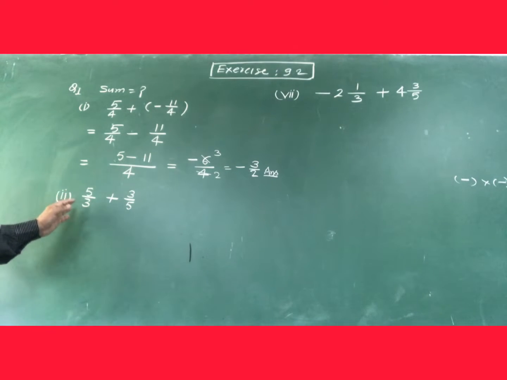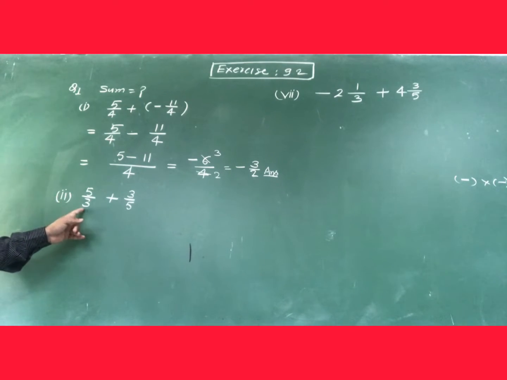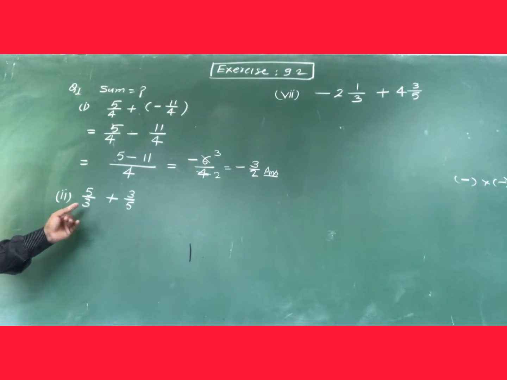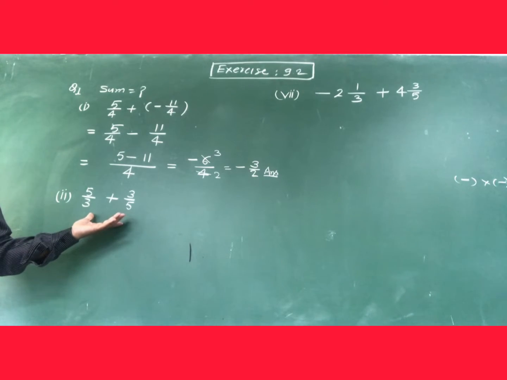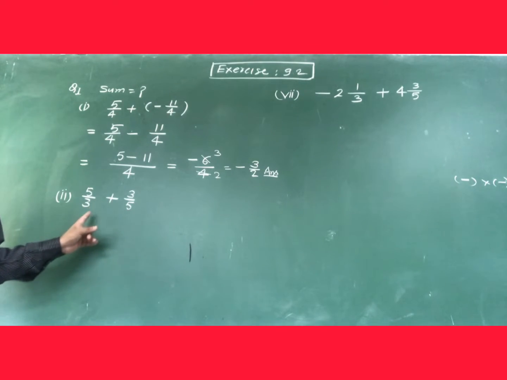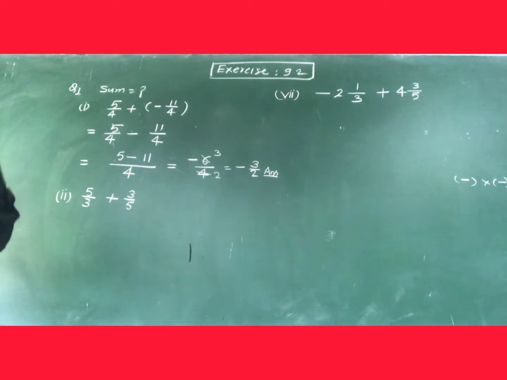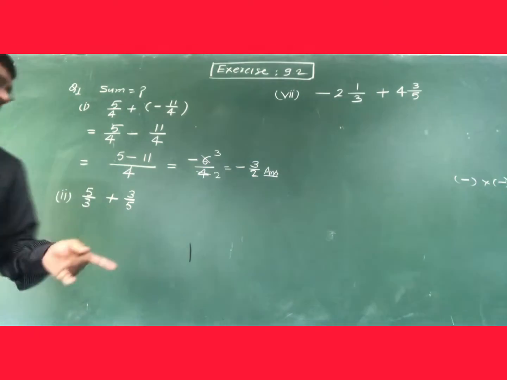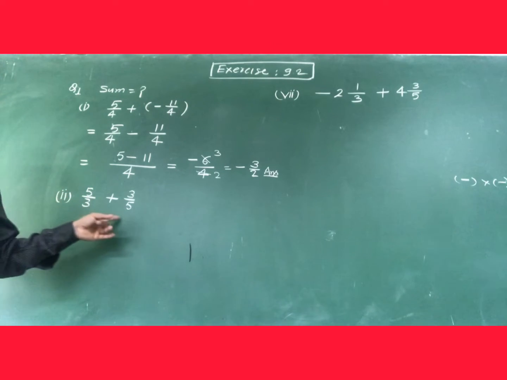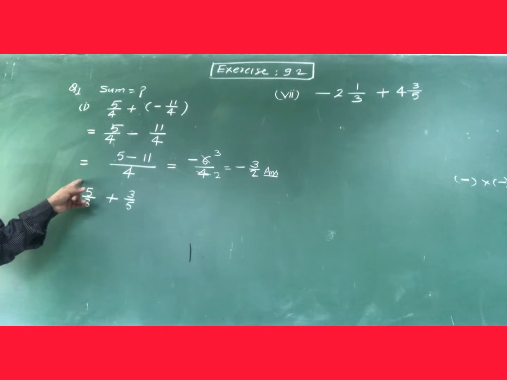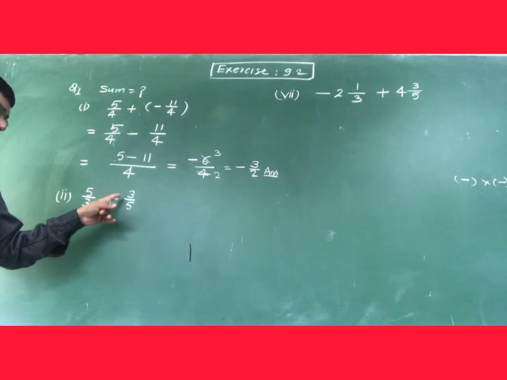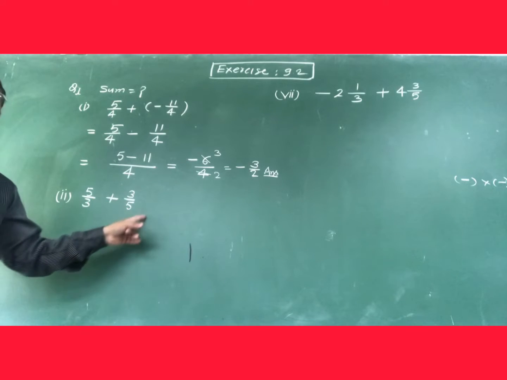Now this is the second part. In this part you can see that both rational numbers have positive sign, okay. So you can add them, but here the denominators are not same. First of all, either you will take the LCM, otherwise you will make the denominator same by multiplying the second denominator into the first fraction and the first denominator into the second fraction.